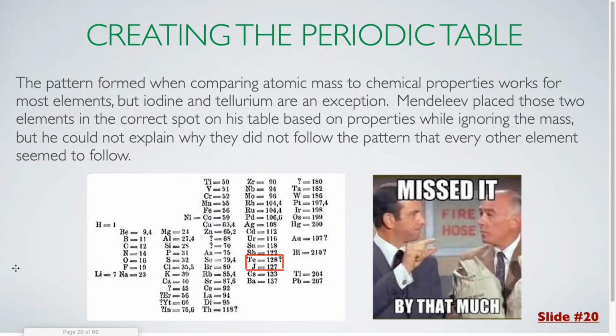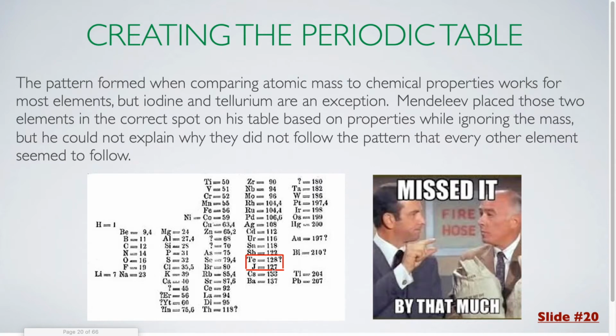The pattern formed when comparing atomic mass to chemical properties works for most elements, but iodine and tellurium are an exception. Mendeleev placed those two elements in the correct spot on his table based on the properties while ignoring the mass, but he could not explain why they did not follow the pattern that every other element seemed to follow.